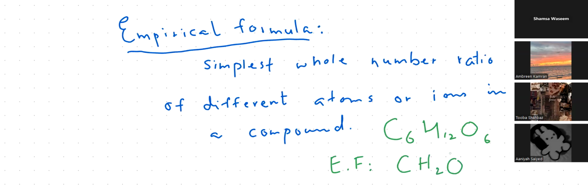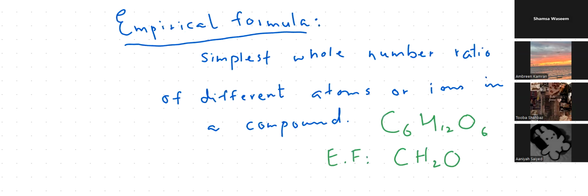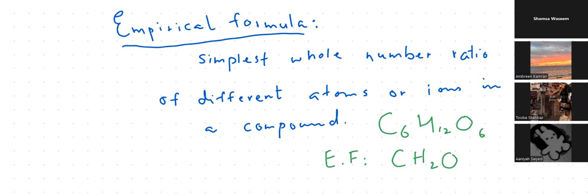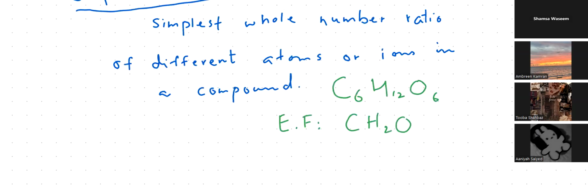Can you explain again? Yes, sure. The empirical formula is the simplest whole number ratio, right? You just see if you can simplify these numbers. Here we have 6, here we have 12, here we have 6. How could we simplify this to the simplest whole number ratio? If I divide these all by 6, what will I get? I'll get C1H2O, so CH2O is going to be the empirical formula, the simplest ratio of the numbers.